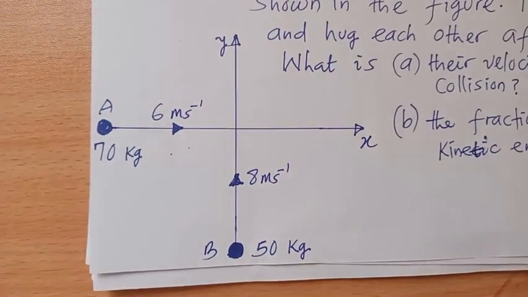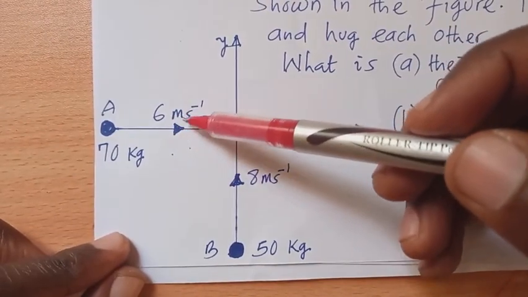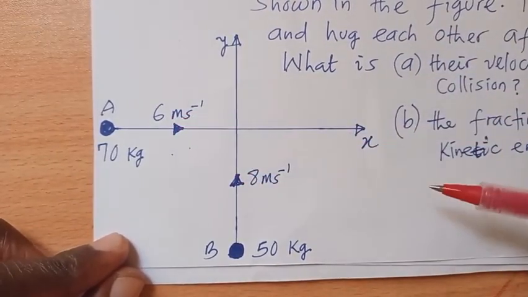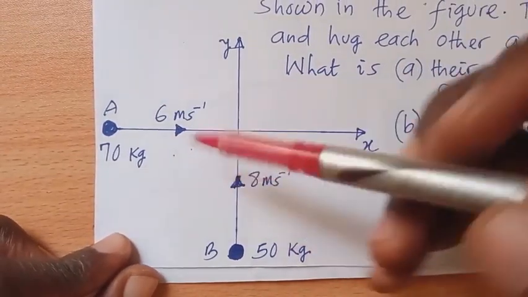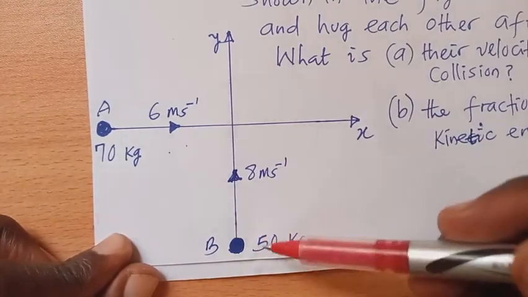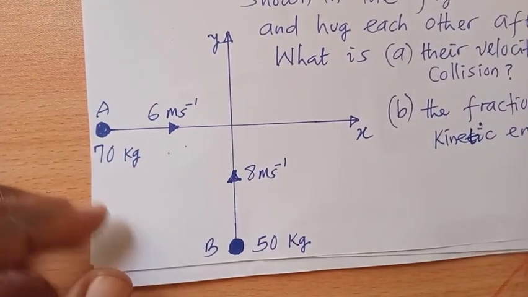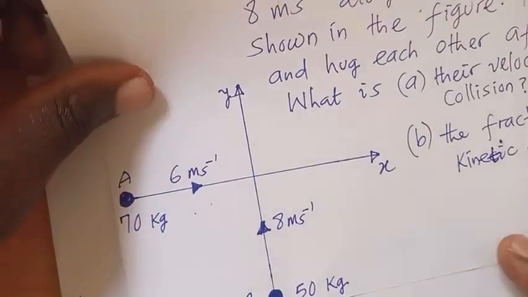Now, how do we get the velocity? If you rely on the values of the velocity given only, you are wrong. You have to consider the masses as well. This is because the masses pretty much affect the motion. So what we will do now is we will apply the law of conservation of momentum.